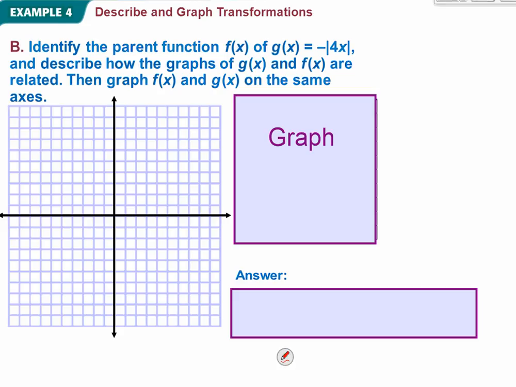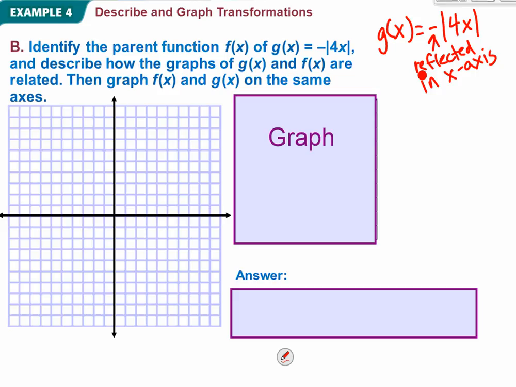So this one has g of x is negative absolute value of 4x. First of all, there's two things happening here, right? What's the old thing that's happening? Or what does this negative mean? It's flipped where? In the x-axis. So this is reflected, and that's from yesterday, reflected in the x-axis.